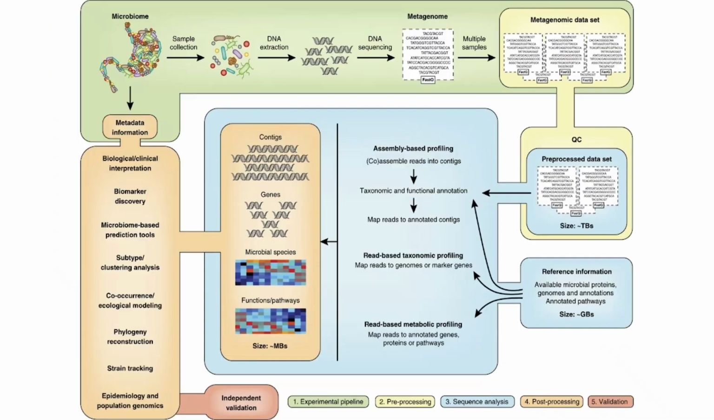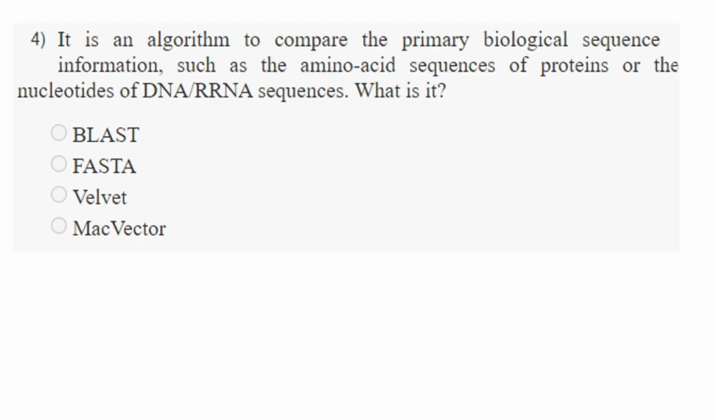Which one do you think will be the correct answer for this question? It's an algorithm to compare the primary biological sequence information such as the amino acid sequences of proteins or nucleotides of DNA or RNA sequences. So what is it? Anyone? Blast. Anybody else?